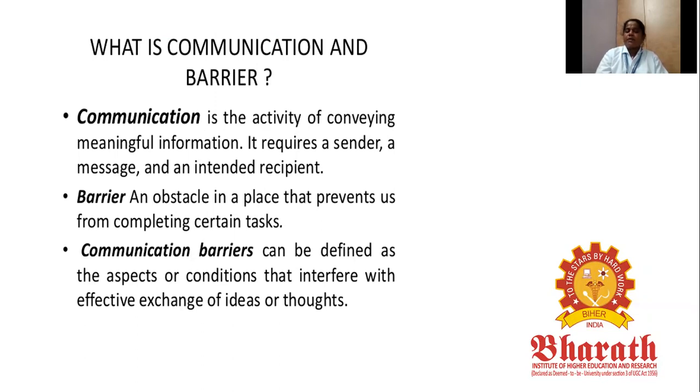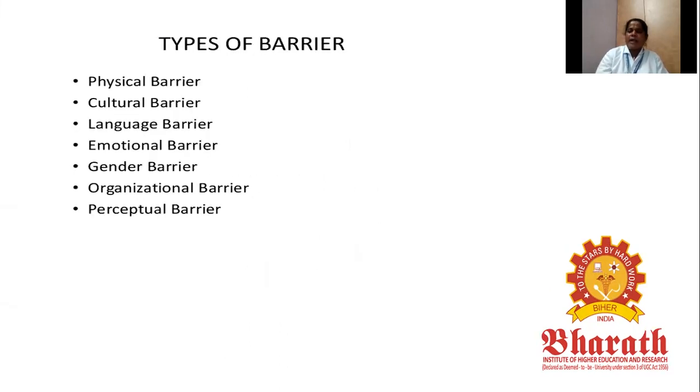A communication barrier is defined as a factor or condition that interferes with the effective exchange of ideas and thoughts. For example, any restriction in upward or downward communication: the manager gives an instruction but does not properly inform the subordinate. So the communication is not received by the subordinate and the work is not completed. That is a barrier of communication. There are so many obstacles.